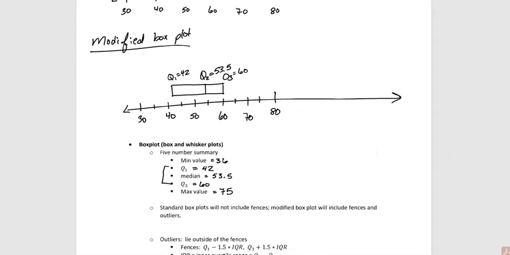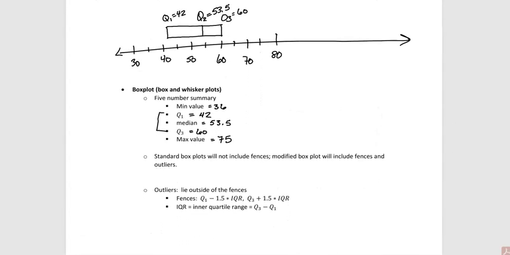But then we've got to figure out boundaries for outliers. And that's going to come from what I call fences. And fences is going to use something called the IQR. And the IQR is really how wide that box is. So it's the distance between quartile 3 and quartile 1. So in this case, if I look at my IQR, I'm going to take 60 and I'm going to subtract 42. And that's going to give me 18.